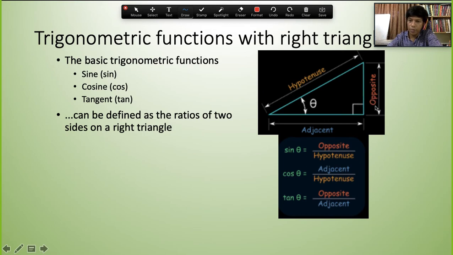So let's come back to the point once again. The ratio between opposite and hypotenuse is sine, adjacent and hypotenuse is cos, and opposite divided by adjacent is tan. And there is a nice mnemonic for keeping it in mind. This is called the SOHCAHTOA formula, SOH.